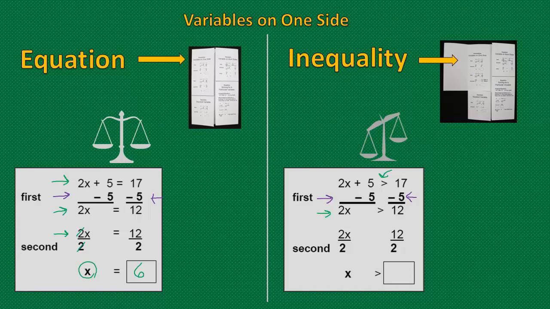Again, the 2x means 2 times x, so in this second step, we will divide by 2, leaving us with just x. Then 12 divided by 2 is 6, and our answer is x is greater than 6.